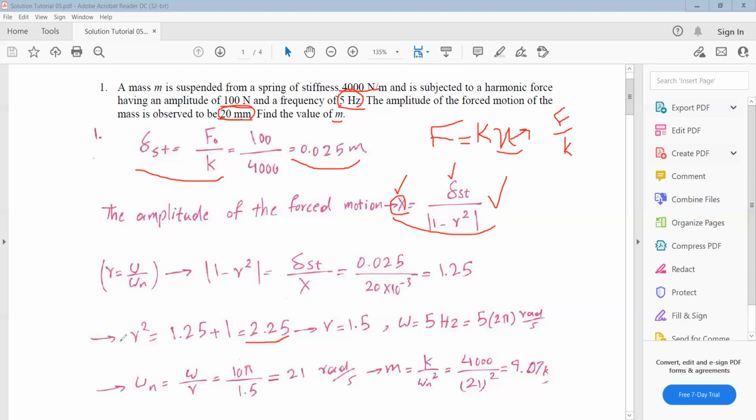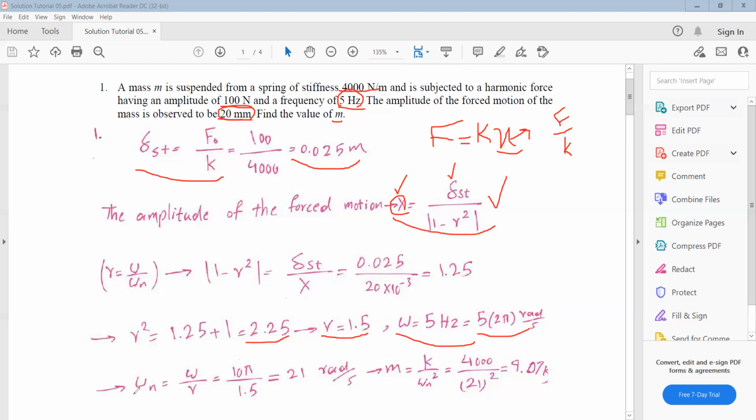2.25. And now we can solve this problem for omega. So r squared is 2.25, and we can find that r is equal to 1.5. By solving this term for omega n, the natural frequency, we can obtain the natural frequency of the system. We have omega, which is 5 hertz. We should convert it into radian per second. For this purpose, we multiply by 2 pi, and it's equal to 10 pi radian per second.